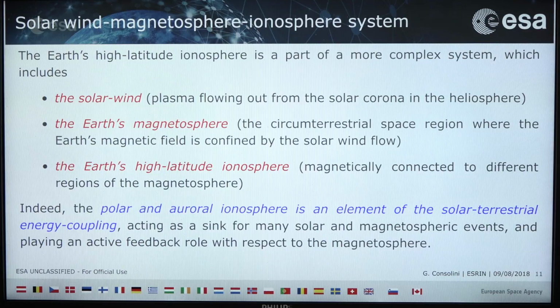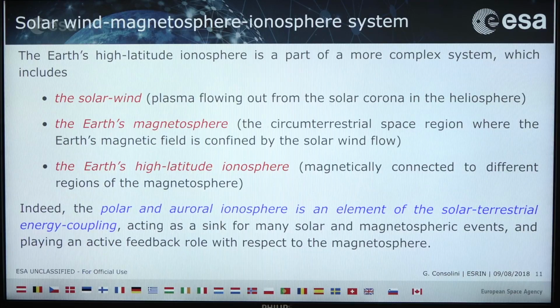Now, as I was saying before, the high latitude ionosphere is part of a more complex system. Solar wind: what is the solar wind? The solar wind is essentially the plasma which flows out from the solar corona into the heliosphere. So it's the expansion of the solar atmosphere, and it is made of plasma. It essentially consists of 98% protons and electrons, and then we have other species like alpha particles and minority ions.